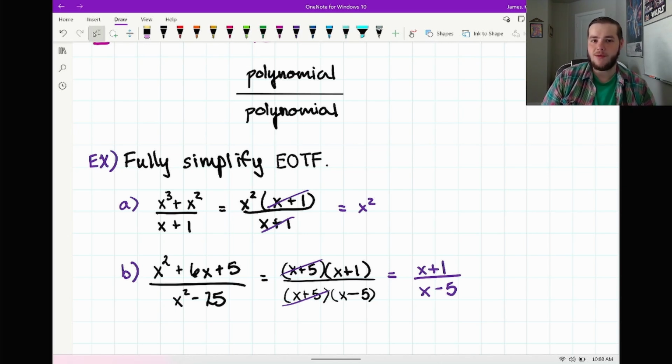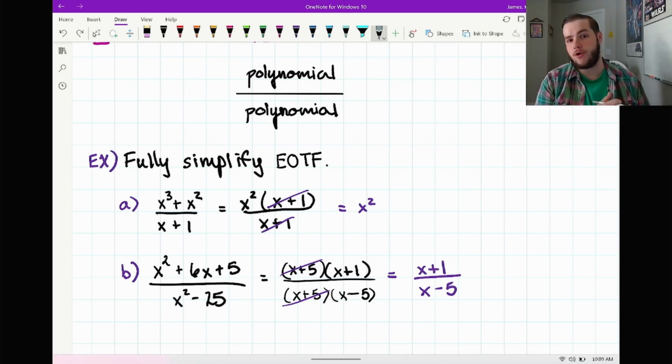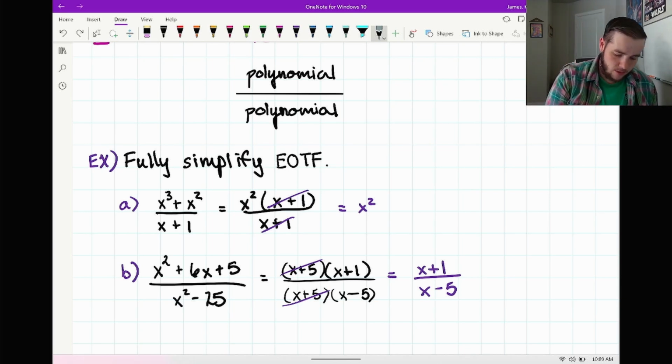A really common mistake that I see is, once you get to this point that I've written in purple, some students may say, oh, I've got an x on the top and the bottom, so let me cancel them. But the mistake here is that those are not factors of x. Those x's are part of a factor. I don't have an x floating around out front. The x has the plus 1 or the minus 5 with it. There's sort of an imaginary set of parentheses around those guys. So be careful with that mistake.